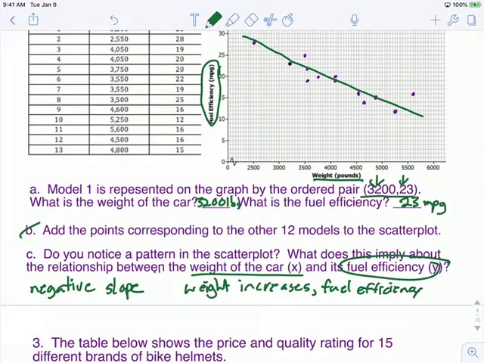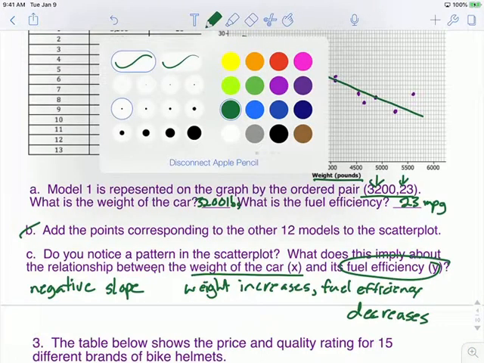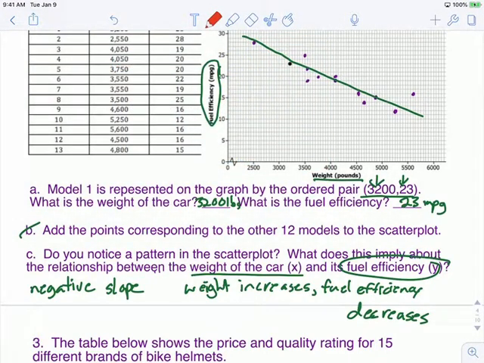Let me slide down here. Decreases here. Which makes sense. If one car is heavier than another car, it makes more sense that the lighter car would be able to get more miles per gallon.